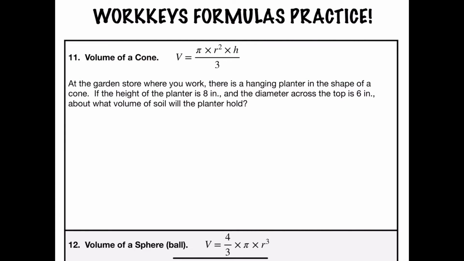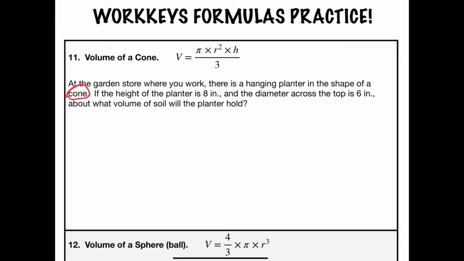Number 11 is the volume of a cone. And the formula says volume equals pi times the radius squared times the height, all divided by 3. The problem says at the garden store where you work, there is a hanging planter in the shape of a cone. If the height of the planter is 8 inches and the diameter across the top is 6 inches, about what volume of soil will the planter hold?